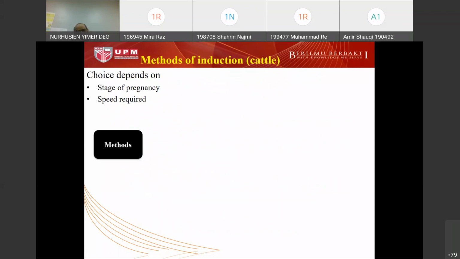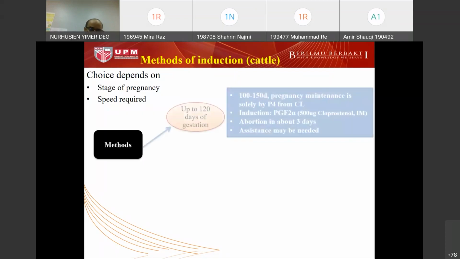So what options do we have in the case of cattle, for example? The choice of your approach or the method of induction of parturition depends on, one, the stage of pregnancy, all right, at what stage? Is it during the first trimester, during the second or last trimester? All this will have an impact on the choice of method of induction. Number two is the speed of time during which you are expecting the response to occur. So that will be your second important factor to be considered.